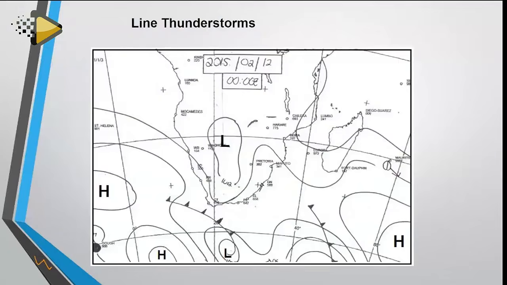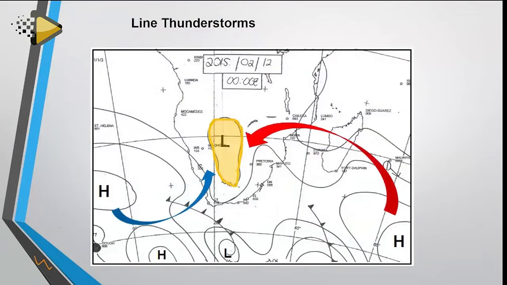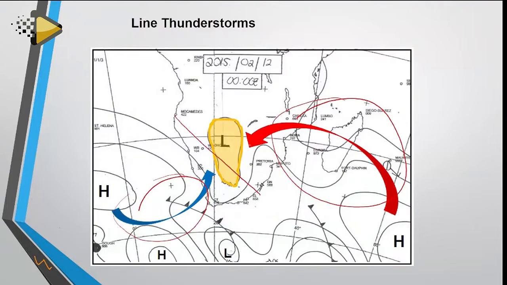Now, let's look at the animated development of line thunderstorm. The examiner could ask you to give the characteristics of these two air masses. You must know this air mass is warm and moist. This one is cold and dry. They blow towards each other. They cannot mix. Because they cannot mix, what's going to form between them? It's a front. What is a front? A front is a boundary between two different air masses.